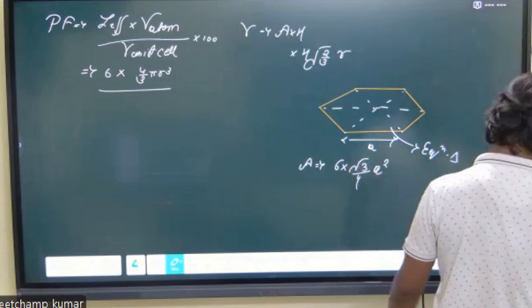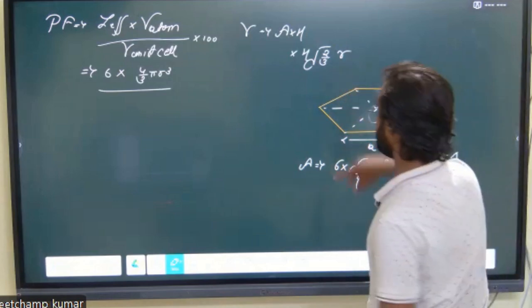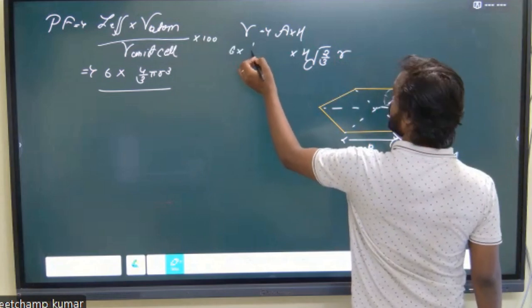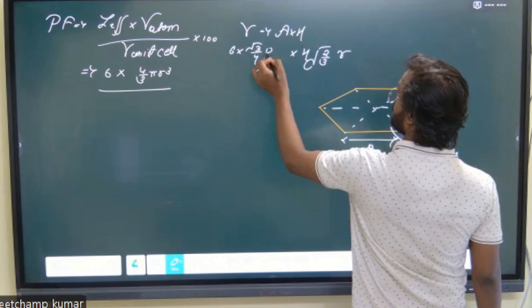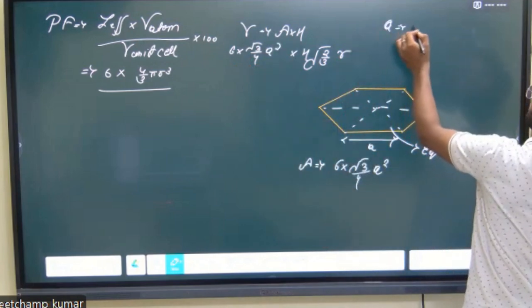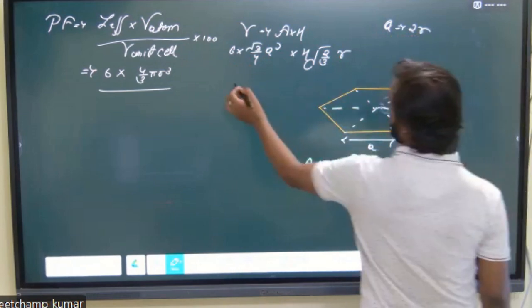So we know the area. Similarly, we know the height. Just put it there. So it will be how much? 6 into root 3 by 4 into A square, and we know the relation between A and R. A is equal to 2R. Just put everything and you calculate the volume.